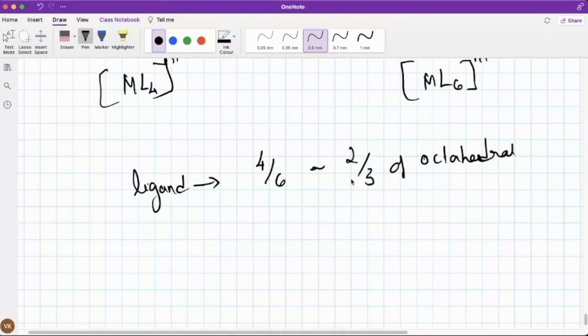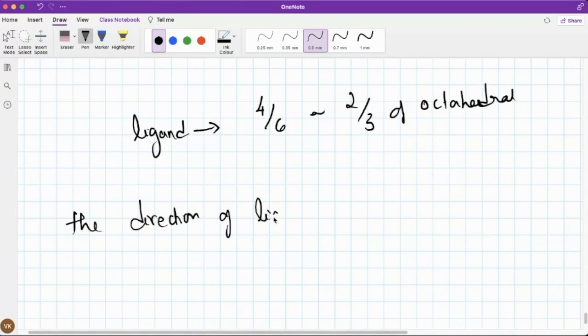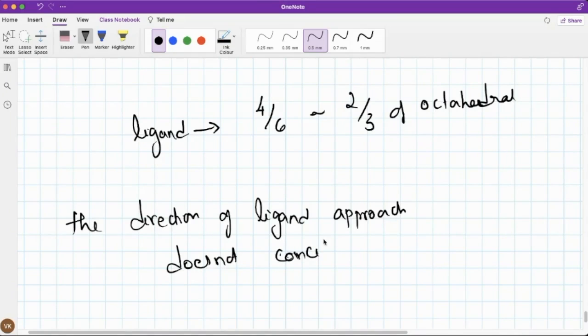Now, in addition to this, the direction of ligand approach does not coincide with the d orbital. So it is not perfectly aligning with the d orbitals when they approach.